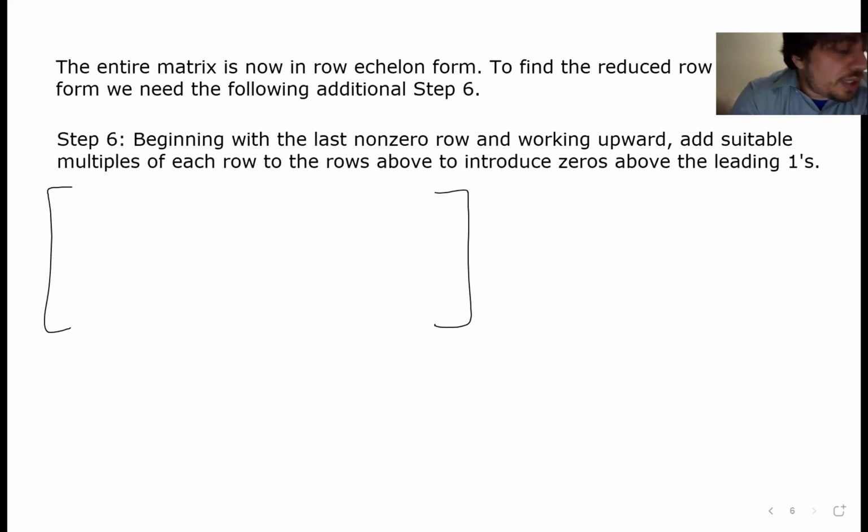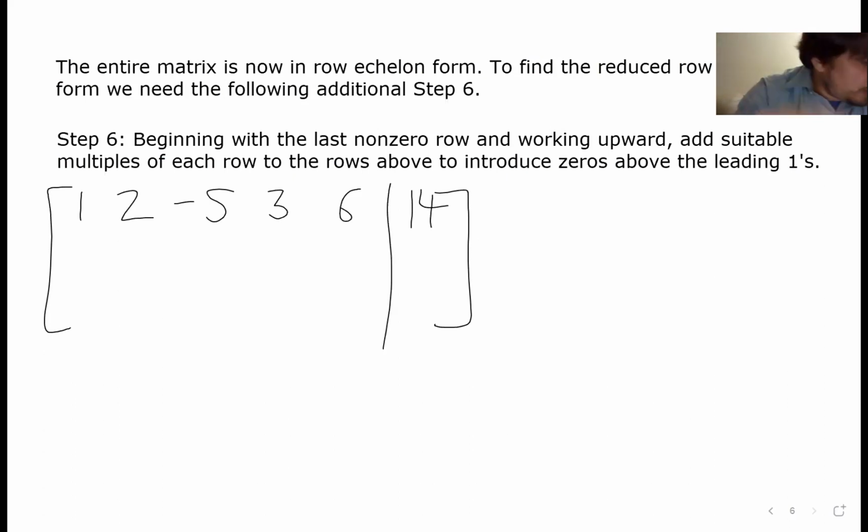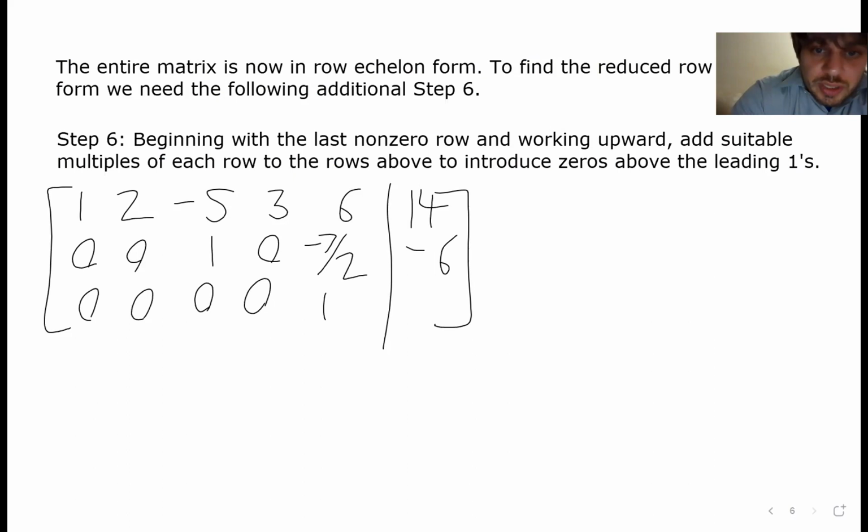Okay, so now we have this matrix. I'm going to rewrite again the matrix we already have and work from that. So we have 1, 2, -5, 3, 6, 14. 0, 0, 1, 0, -7/2, -6, 0, 0, 0, 0, 1, 2.